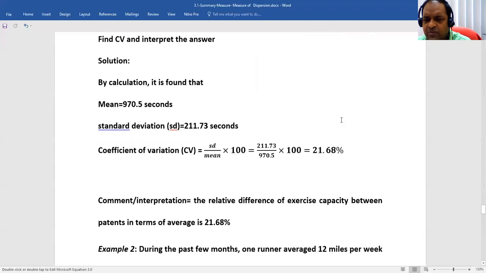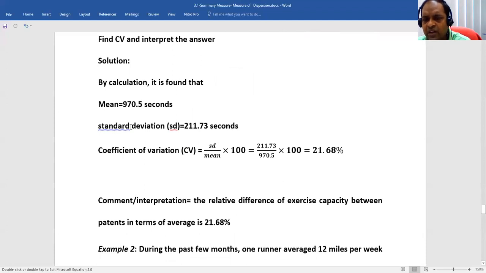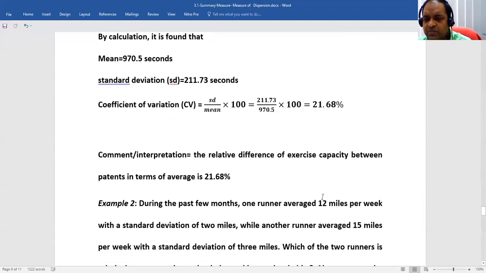So if you want to know, we calculate the mean. We know how to calculate the mean. You will get 970.5 seconds. And you should do it yourself, how to calculate the standard deviation, 2.1173 seconds. So if you do the calculation, you will get the coefficient of variation, or CV, of this data as 21.68%. What is the meaning of this?